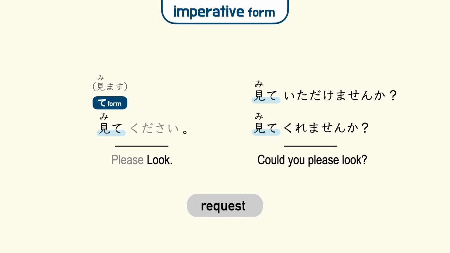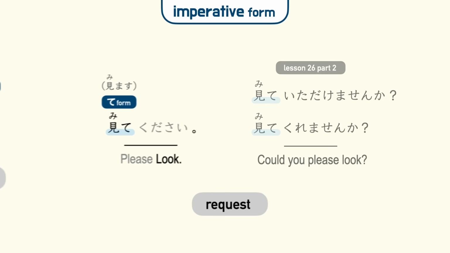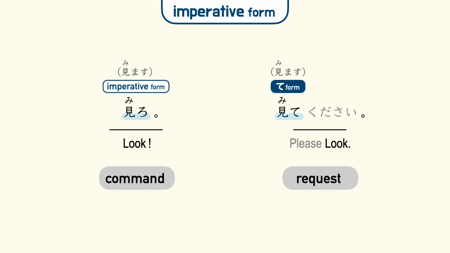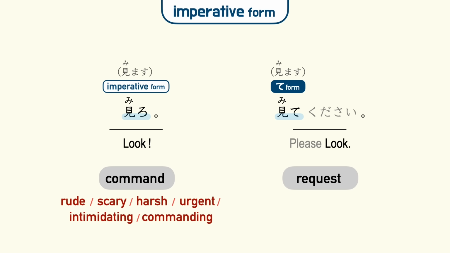In most situations, you should stick with てください because it's more polite. By the way, there are expressions that are even more polite than てください, such as てくれませんか, ていただけませんか, and so on. If you want to review those, please watch lesson 26, part 2. Anyway, back to the imperative form. So the imperative form is used when you think there is no need to be polite to the other person at all. It's basically used when you want to sound rude, scary, harsh, urgent, intimidating, or commanding.